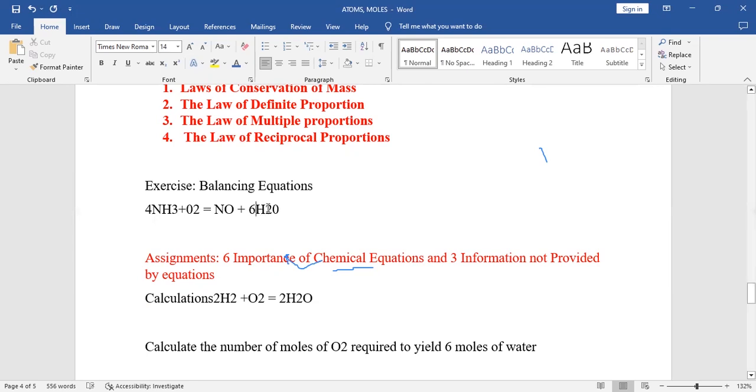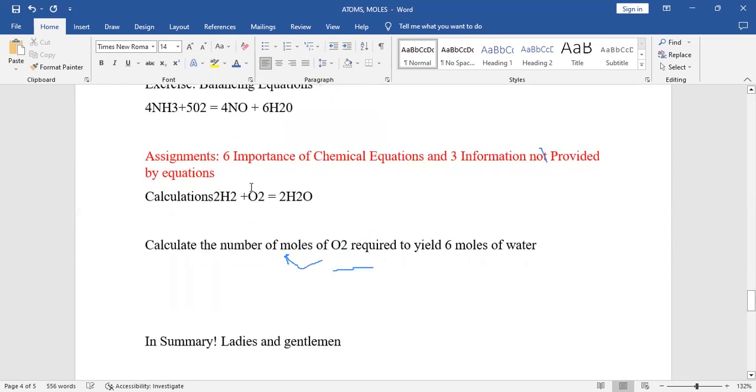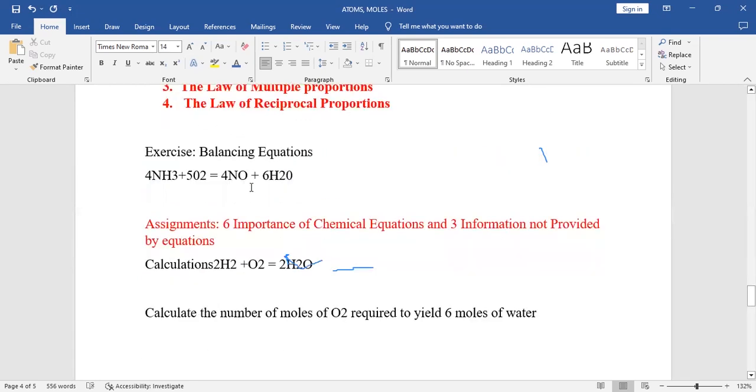6 times 2 hydrogen, that's 12. Then there's 6 oxygen here, plus, because you have put 4N here, you have to also put 4 here. So 4 oxygen plus 6 oxygen, that's 10. You have to put a 5 here. So please learn how to balance equations also.